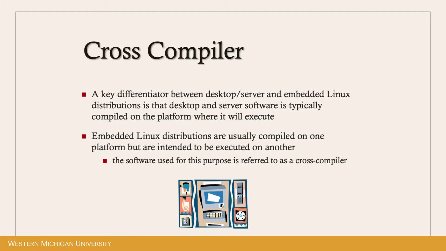Now, a big difference between a desktop or server version of Linux that you might run on a web server or on your notebook, and embedded Linux distributions is that the desktop and server software is going to be compiled on the platform where it's going to execute. Embedded Linux distributions are usually going to be compiled on one platform but executed on another. So we use software called a cross compiler, so I can compile it on my desktop and then run it on the embedded system where it's going to live.